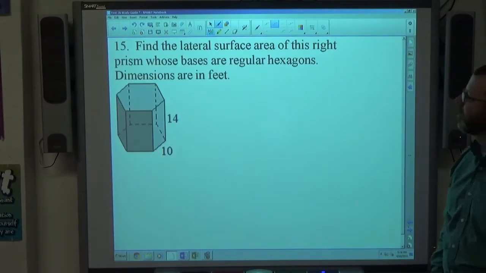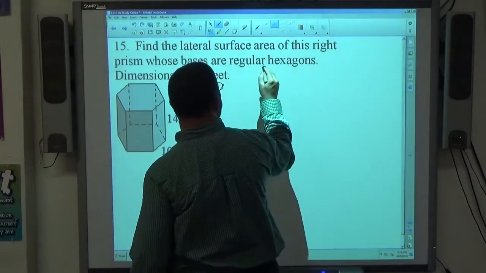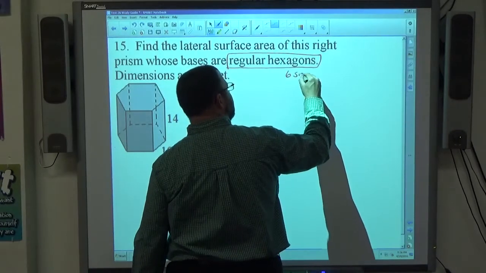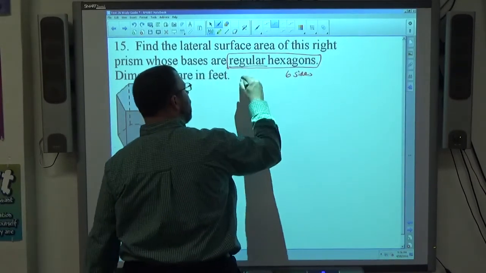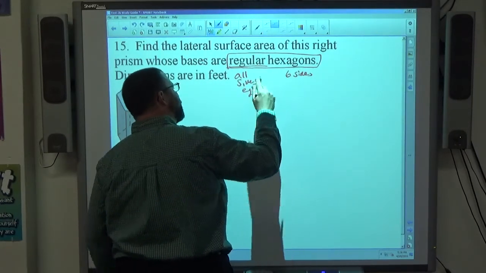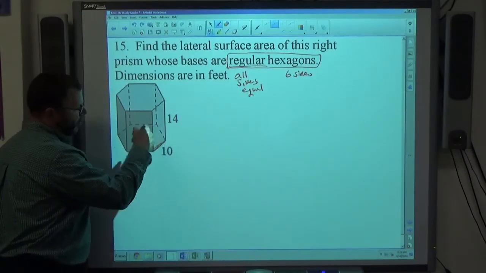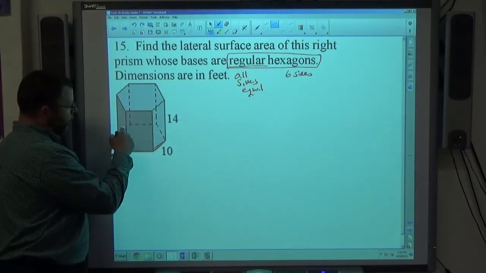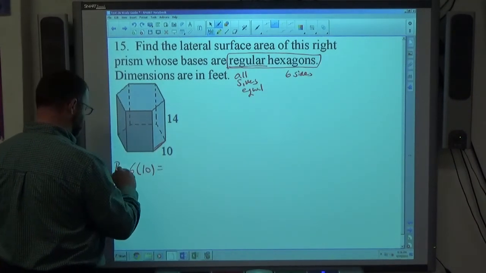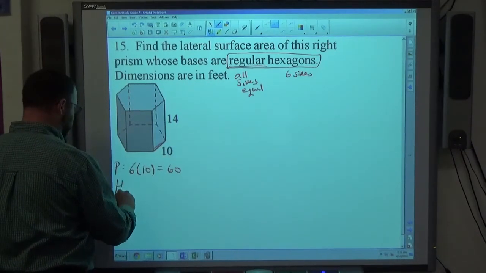And finally, number 15. Lateral surface area of the right prism whose bases are regular hexagons. First of all, let's focus on the bases. Regular hexagons. Hexagons means 6 sides. Regular means all sides equal. So vocabulary is important here that you know what these words mean. So this side's 10, which means all the sides are 10. So I got 1, 2, 3, 4, 5, 6 sides, 10 each, which is a perimeter of 60. I can see the height of this is 14.